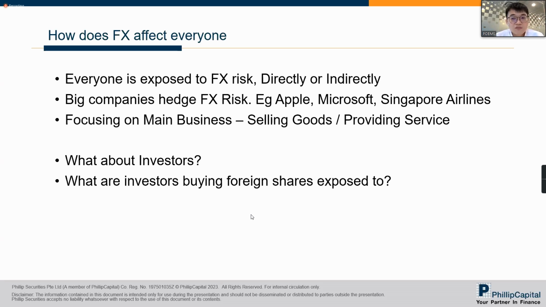So when they hedge Forex risk, they can be more focused on their main business, because they already hedge the currency risk. They don't have to worry because Apple is based in the US dollar. So if they sell their product, their device, and the US dollar keeps on depreciating, they will earn less and less. So that's why before they do business, they will totally hedge their US dollar. So they can focus on their main business, selling their goods and providing service for their consumers. So what about the investor?